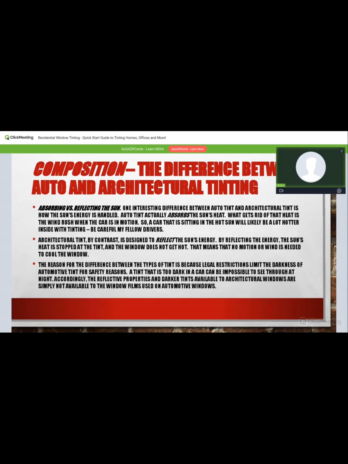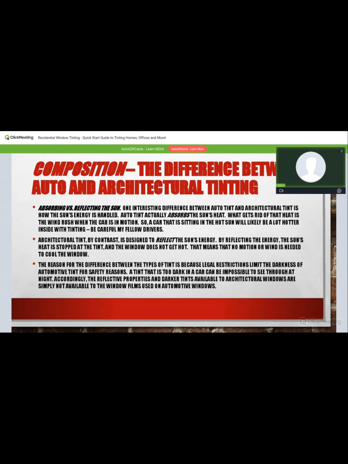Next is absorbing versus reflecting in the sun. Like we talked about before, I kind of went ahead of myself there, but like we said, architectural tint by contrast is designed to reflect the sun's energy. By reflecting the energy, the sun's heat is stopped at the tint and the window does not get hot. So again, if I have dual pane glass, which is two pieces of glass, there's actually a gas in between it. If I put automotive film on that glass, it's going to warm up, and it's actually going to cause it to expand, shift, and crack. That's why we want a reflective film on the windows.